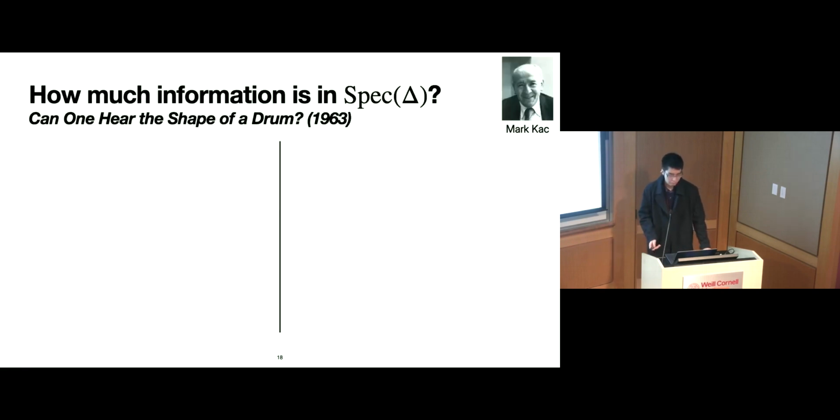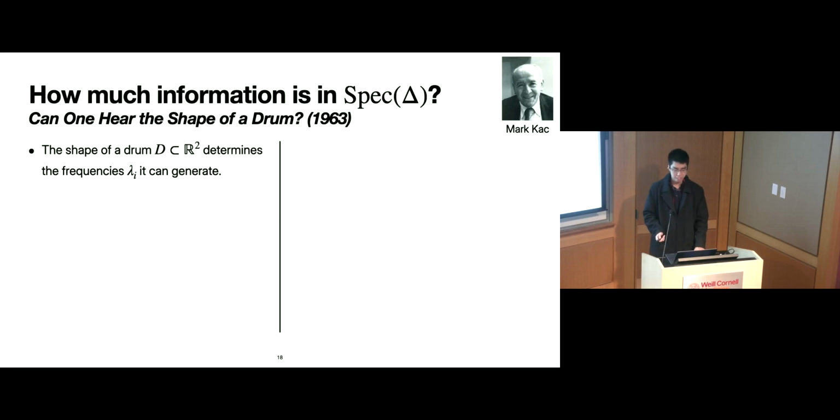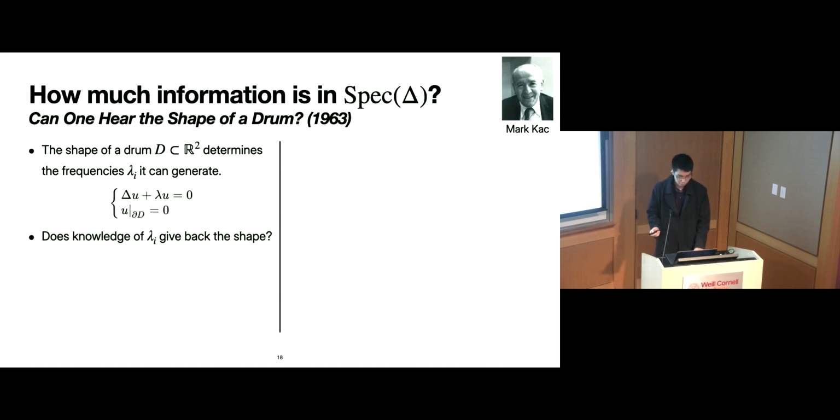So the question is, how much geometric information is encoded in the spectrum of this operator? That was popularized by this 1963 paper by Mark Kac of Rockefeller University. The idea is that the shape of a drum determines the set of frequencies that it can generate, as eigenvalues of a boundary problem. And the question is, how does knowledge of these frequencies give back the shape of the drum?